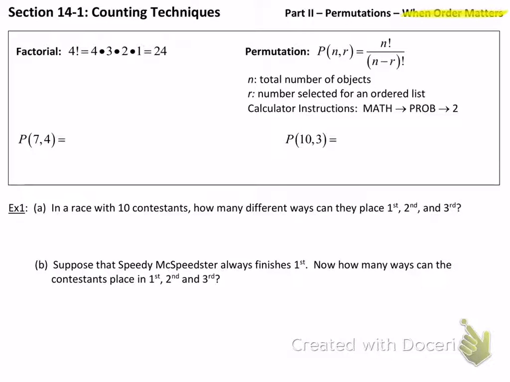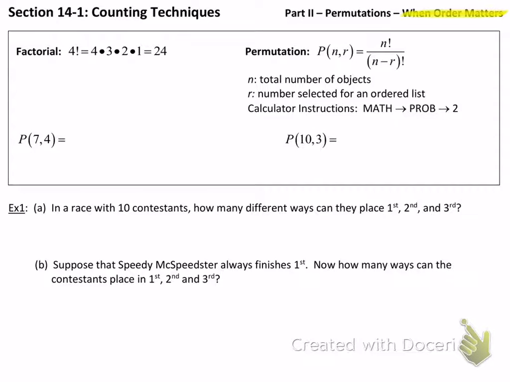Okay, so if you look at the top, we're going to review that 4 factorial is known as 4 times 3 times 2 times 1, which gives us 24. Looking at the permutation formula, n represents the total number of objects, and r is the number selected for an ordered list. Those are the calculator instructions. You will need to be familiar with all of these ways to find the solution. So know the formula, but also know how to use the calculator.